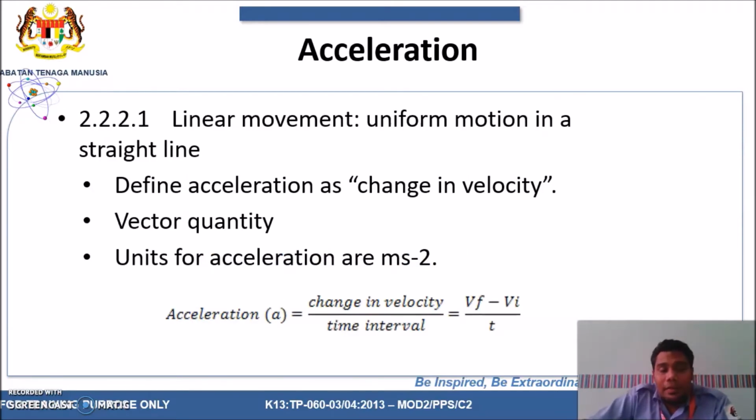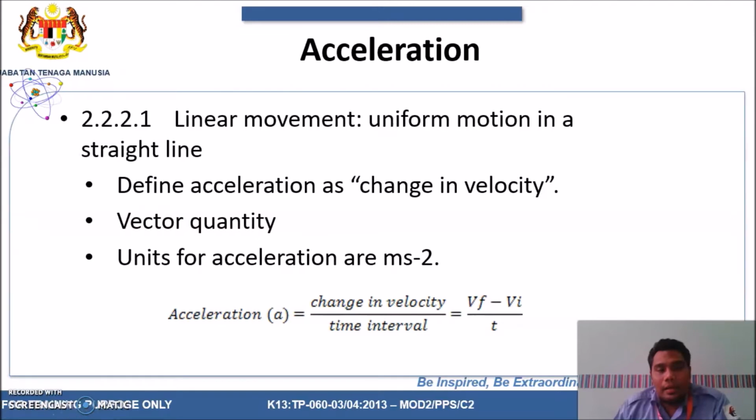Okay, the last quantity of physics that we will learn is acceleration. So what is acceleration? Acceleration defined as change in velocity, rate of change in velocity. Velocity itu ialah hal laju. Velocity is a vector quantity, so confirm acceleration pun vector quantity. Unit for acceleration is ms^-2. Kalau rumus dia, acceleration, symbol dia small a, equal to change in velocity, velocity final minus velocity initial, over time. Itu formula dia.